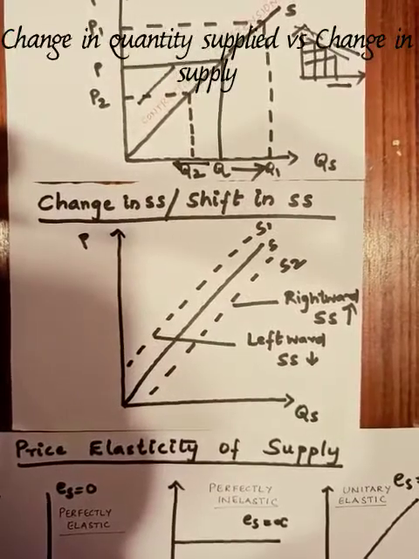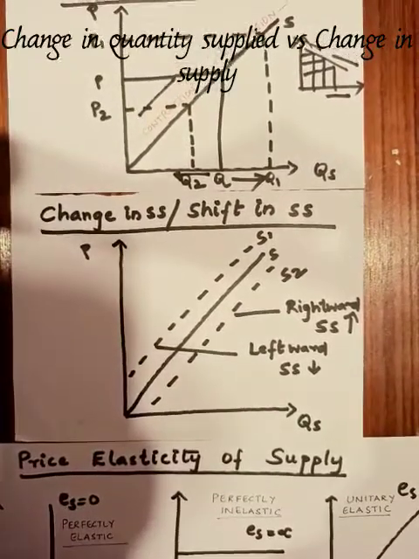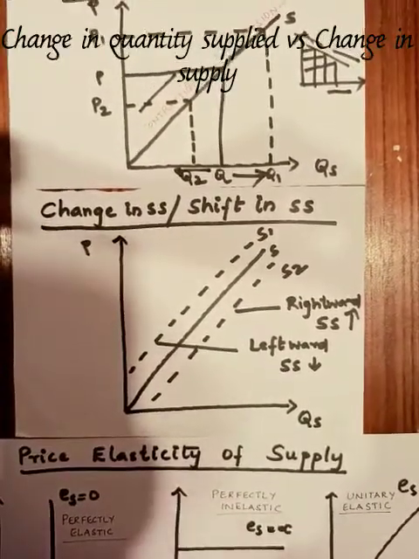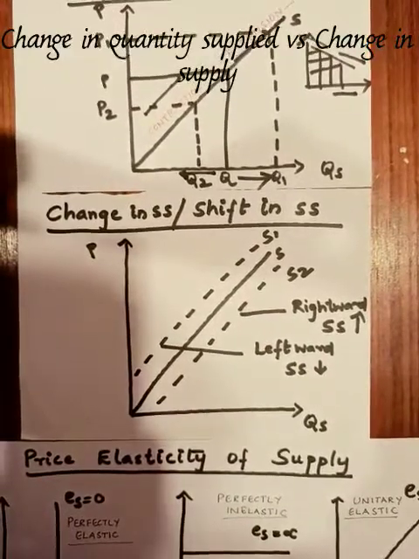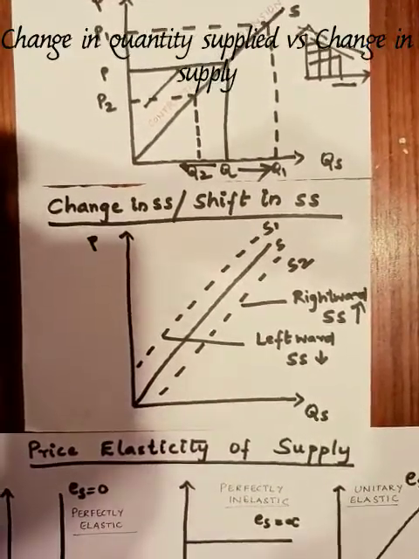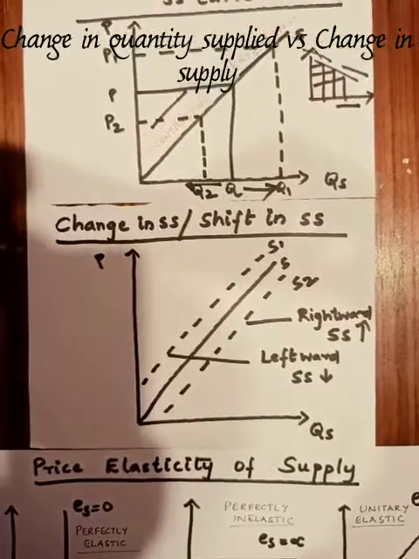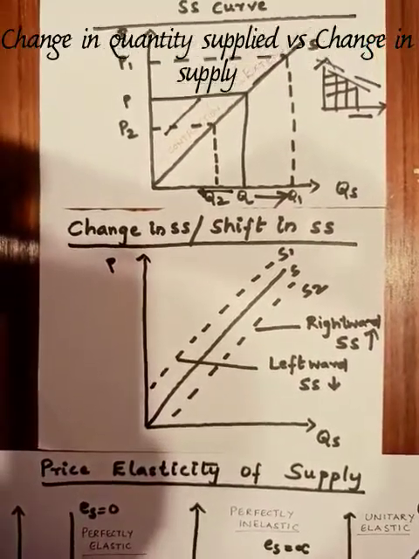Till this movement along a supply curve, they are held constant. But here in the change in supply, or shift in supply, the whole supply curve is shifting. So that means, you can say, all other factors will start to change.